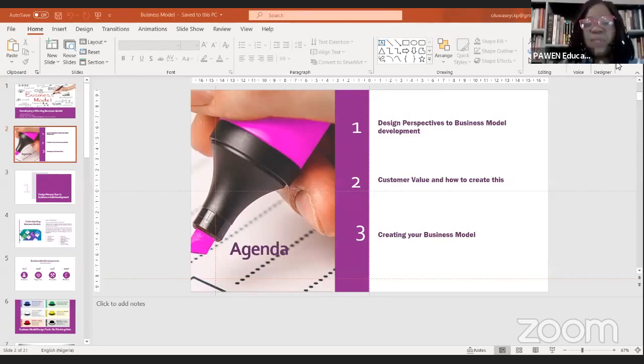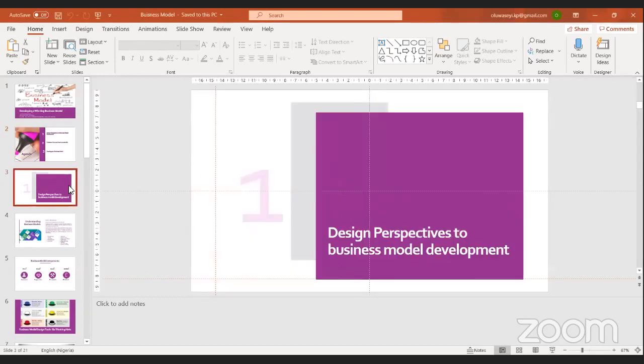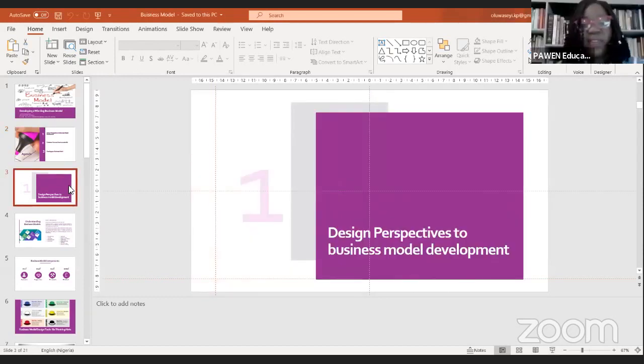We'll be looking at design perspectives to your business model development. We'll be looking at customer value, how to create your customer value proposition. And then we'll finally go hands-on into creating your business model. Okay, so firstly, design perspectives to business model development.